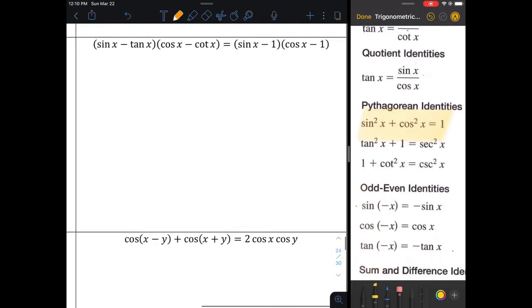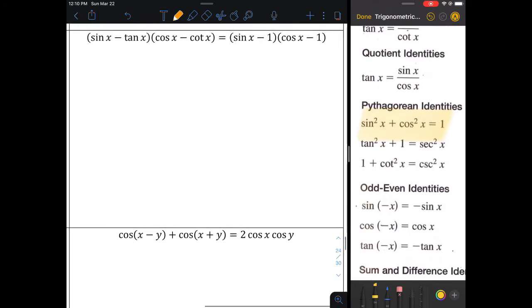All right, next one here. Sine of x minus tangent of x times cosine x minus cotan x. Got to try to make that to be the right-hand side. Well, I don't see any Pythagorean identities that I could use right out of the gate. And so my options here are to either rewrite everything in terms of sine and cosine first and go from there, or try to multiply everything out and then see what happens.